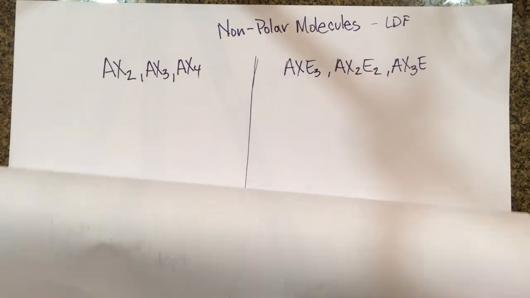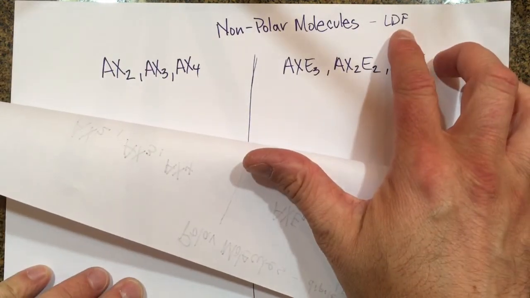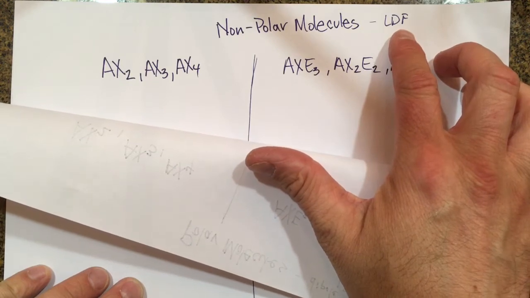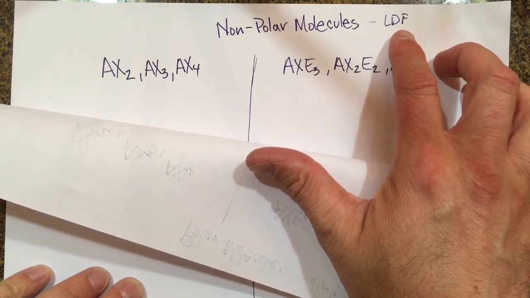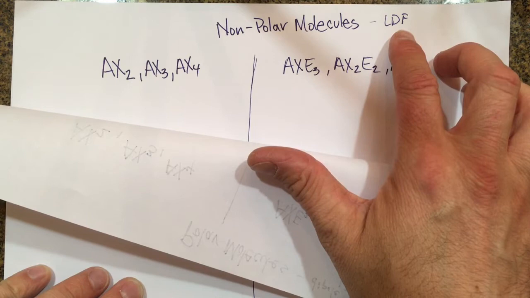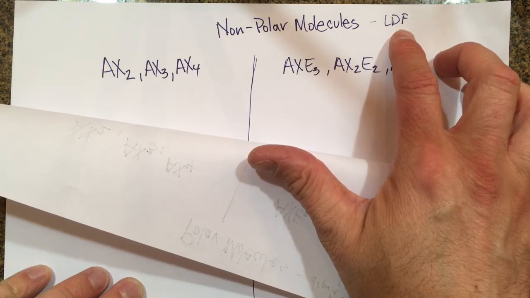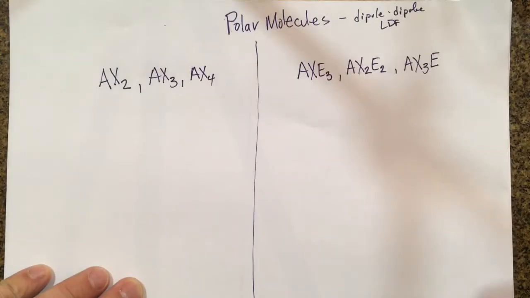Nonpolar molecules only have London dispersion force, which is based on the number of electrons they have. More electrons, the more London dispersion force, as well as the surface area. So the longer and bigger the molecule, the more London dispersion force.